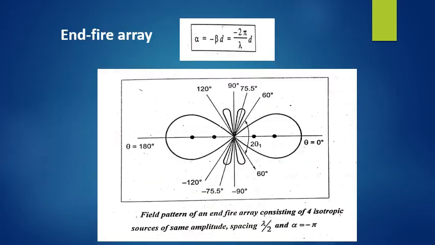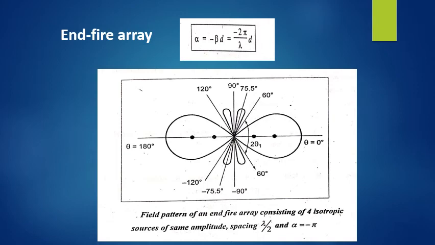Now we will draw the radiation pattern or the field pattern for the end-fire array by following the same procedure as in the case of broadside array. We know what is an end-fire array. In the end-fire array, the elements are spaced equally along a straight line and each element is fed with a current of equal magnitude at the opposite phase. So we get the maximum radiation along the array axis.